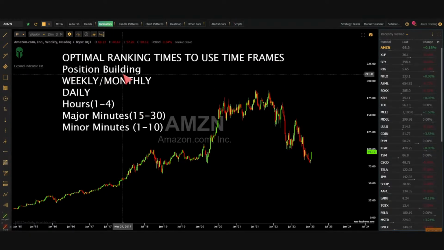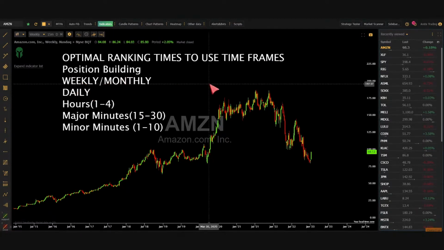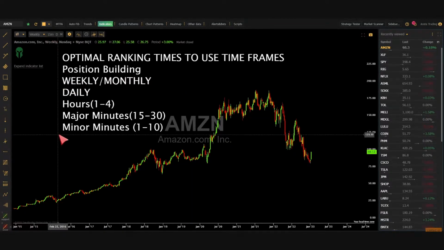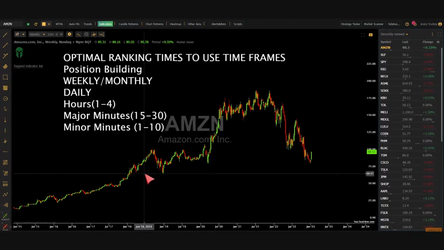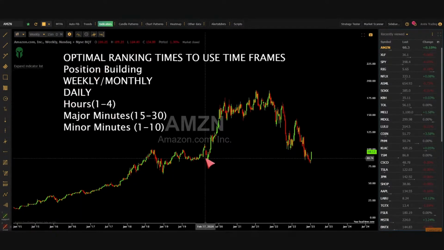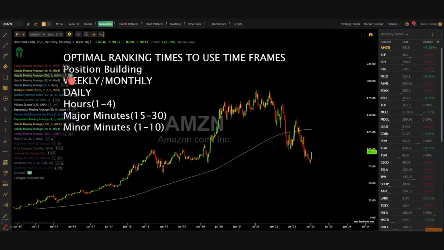If you are position building, meaning if you are looking out for months or years, you need to be looking at weekly and monthly as your thought process. That's where you start on the weekly, okay? Most institutions don't start on a daily chart for position building. They start on a weekly chart. That's why it's so significant when we start breaking some of these levels, just FYI. It's why it's so important.